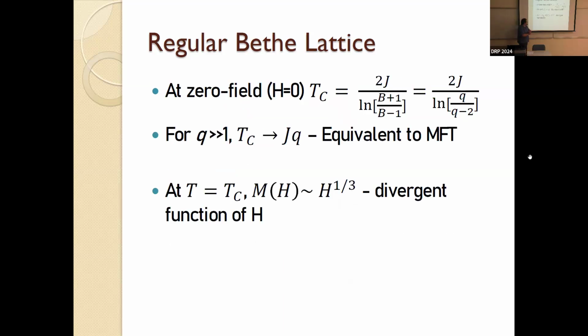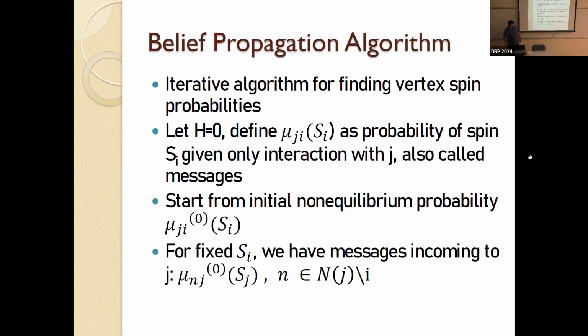So we can determine the critical temperature in which a phase transition will occur, and for very high coordination or very high degree, we approach mean field theory behavior anyway. So that was it for the Bethe-Peierls approximation. I think I'm okay. So we have next the belief propagation algorithm.